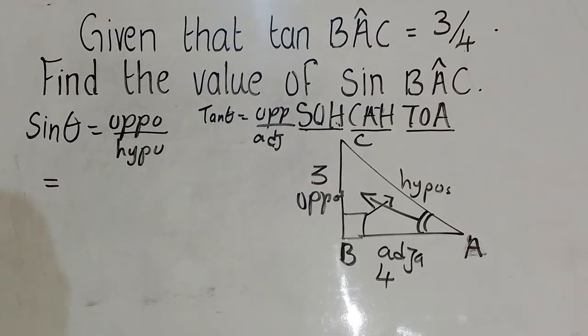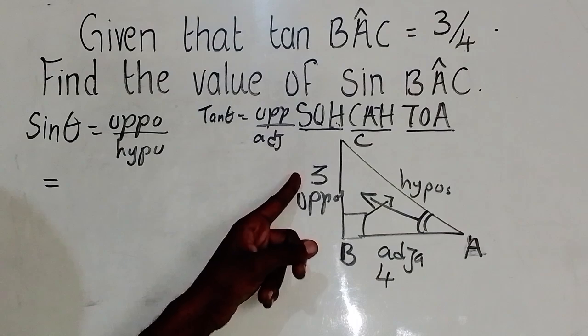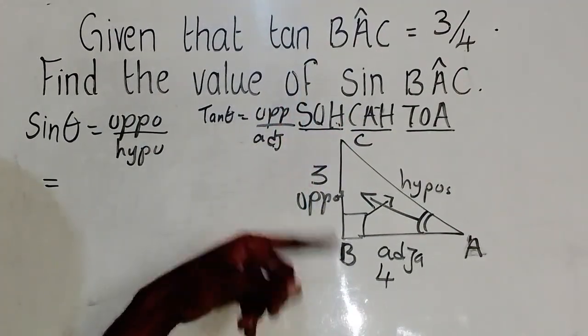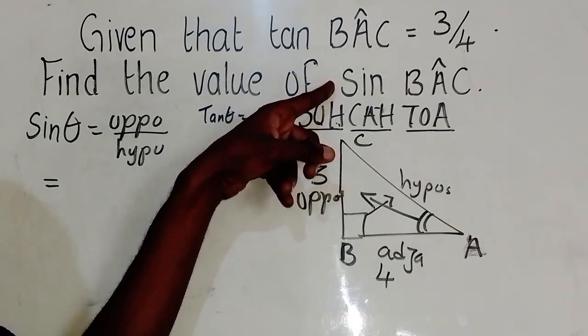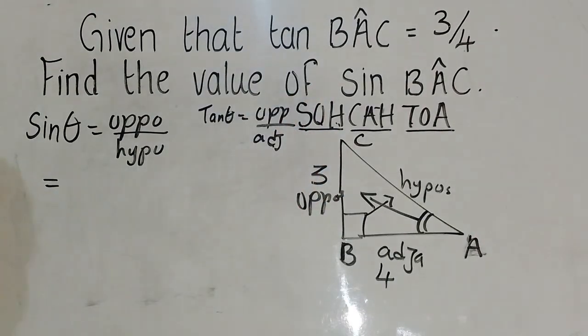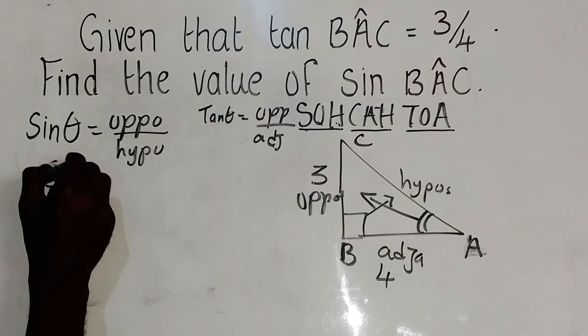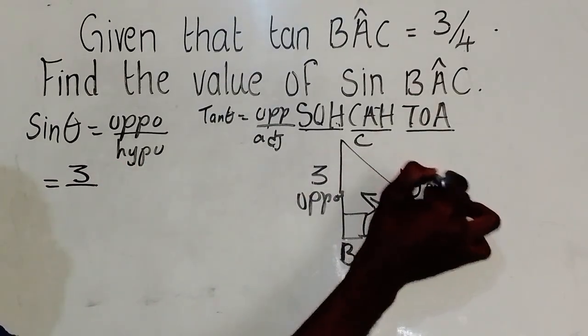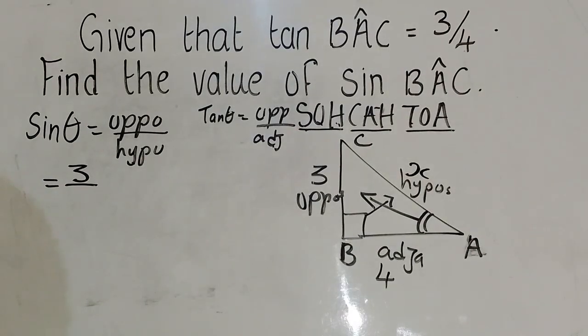Now are we given the opposite on this question? Yes, it is 3. So this one helps us to identify the sides, so that we solve this question. Okay? So now what we do, the opposite is 3, so you put 3. How about the hypotenuse? It is here. Are we given the hypotenuse there? No. So we're supposed to solve the hypotenuse. So how can you solve the hypotenuse? You need to use the Pythagoras.